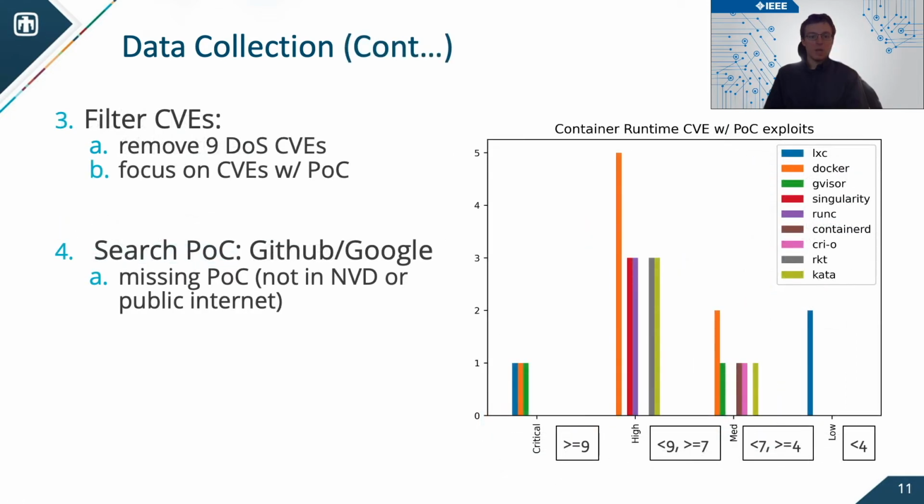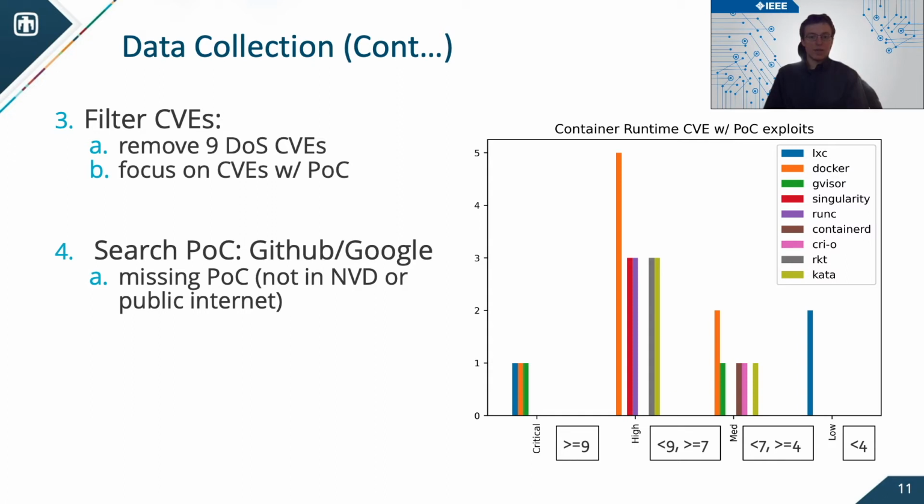In step 3, we filtered the CVEs, removing denial of service vulnerabilities as they were out of scope, and focusing on CVEs with proof of concept exploits. As we said before, we had to focus on proof of concept exploits because it enabled comparing the cause and the impact of the vulnerability, and the CVE explanations were not satisfactory. They were mainly missing step-by-step technical analysis and the exact privileges gained by the adversary.